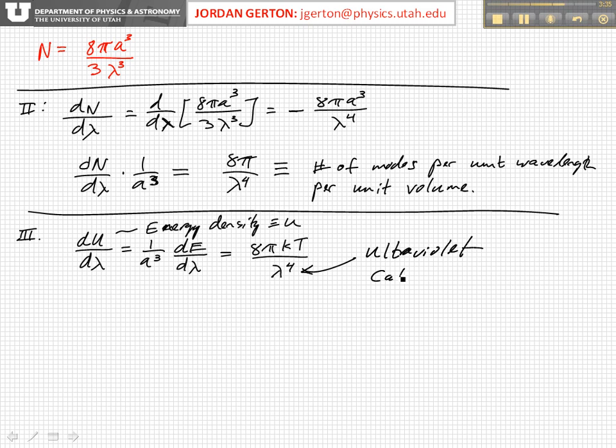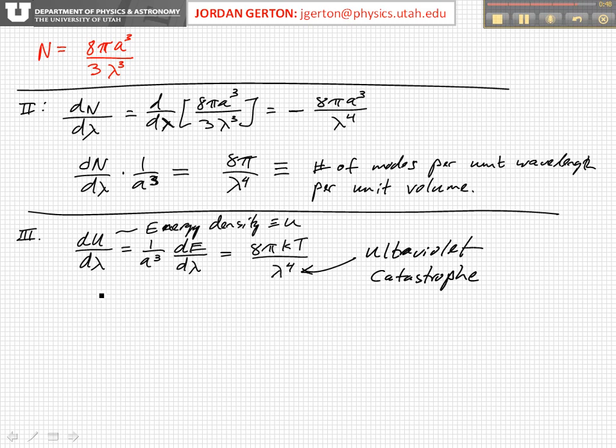Because what it said was that if this relationship was correct, any object would have an infinite energy density, particularly at very small wavelengths, very high frequencies. And this doesn't agree with Wien's law, which predicts that there is a maximum, and how that maximum depends on temperature, which we discussed.